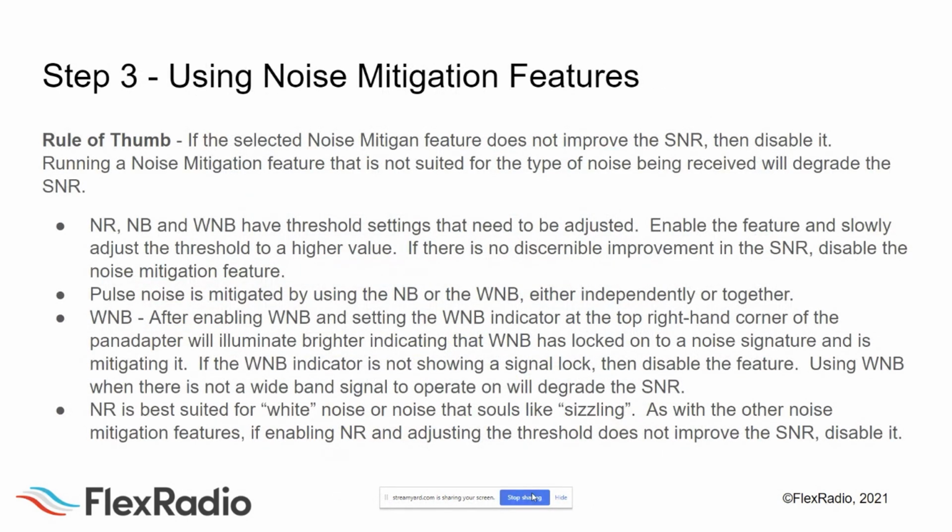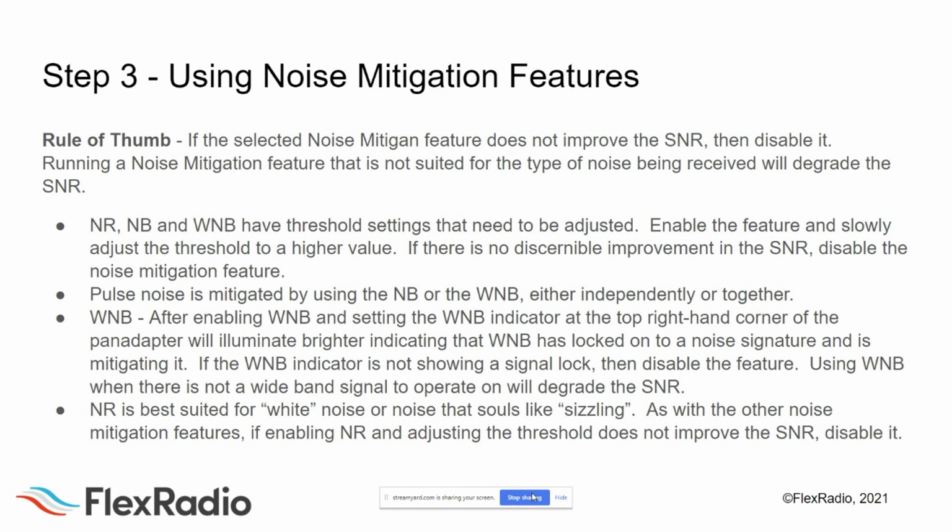So we've set the preamp, we've set our AGC threshold. At this point, we're probably 90% there on optimizing our signal to noise ratio for the receiver. And so this is where we start using noise mitigation features. Essentially this is a try-it approach: if it makes things better, use it. If it doesn't, don't use it.